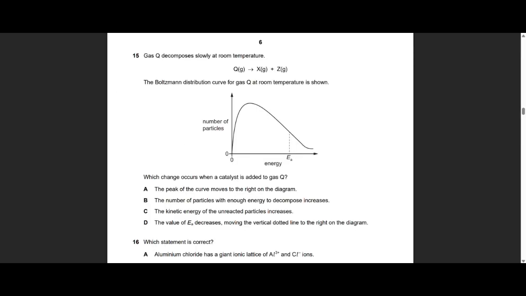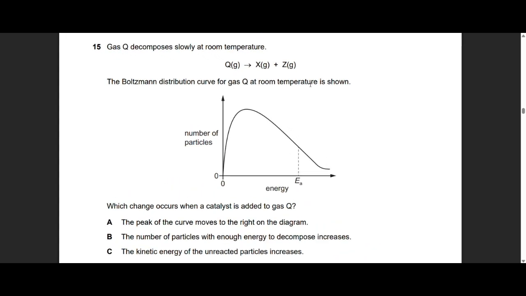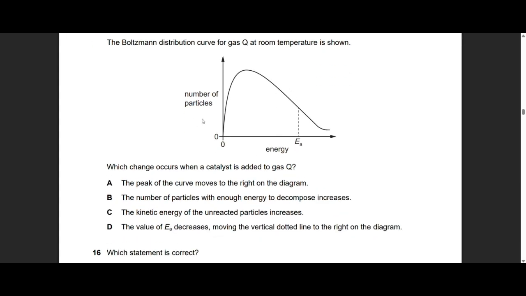Okay, next is question number 8. Question number 8: gas Q decomposes slowly at room temperature. The Boltzmann distribution curve for gas Q at room temperature is shown. This changes when a catalyst is added to gas Q.